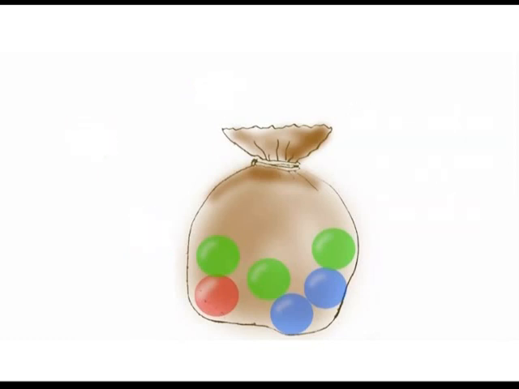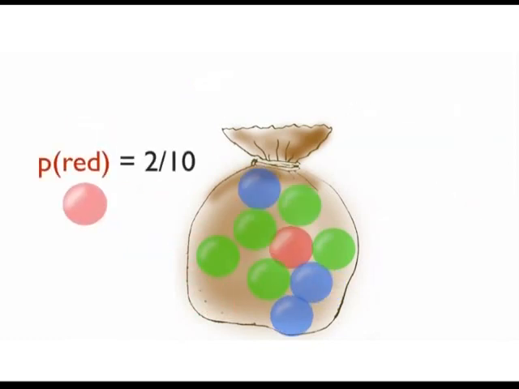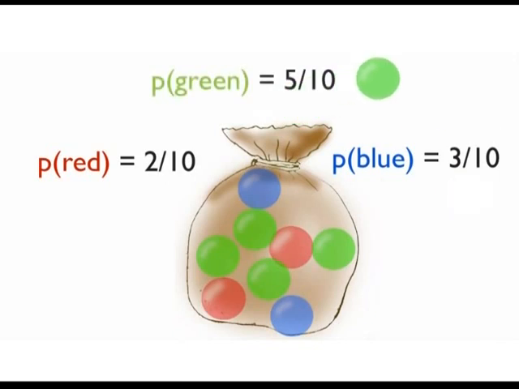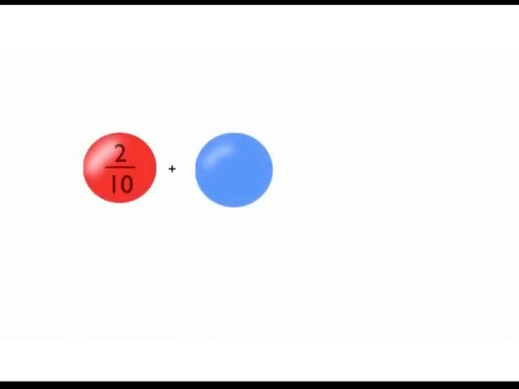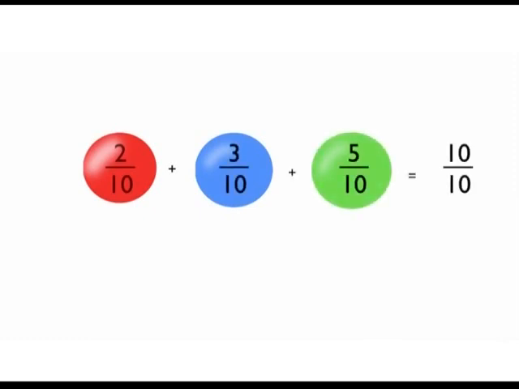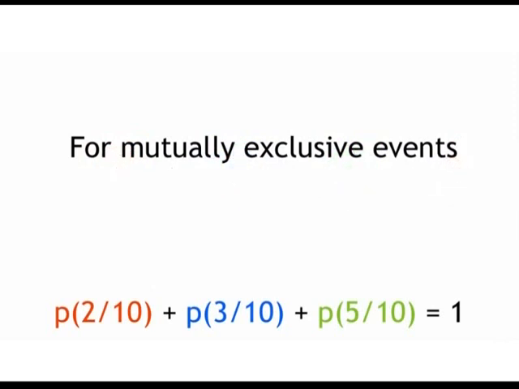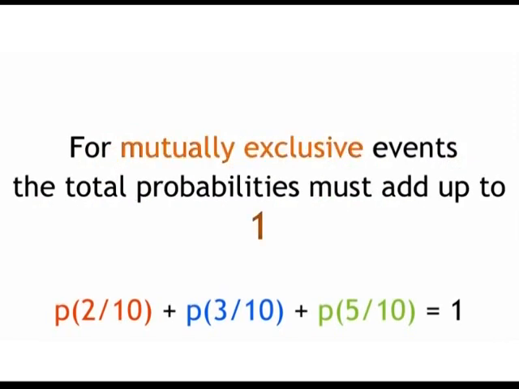In this bag, the probability of picking a red is 2/10. The probability of picking a blue is 3/10. And the probability of picking a green is 5/10. If we add these probabilities together, we get 2/10 plus 3/10 plus 5/10, which is equal to 10 over 10, which is the same as 1. For mutually exclusive events, the total probabilities must add up to 1.